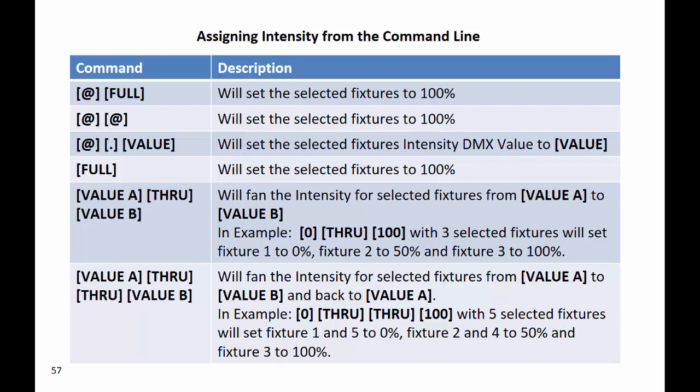You can also do value A through value B. Now this will fan the intensity for selected fixtures from value A to value B and back to value A. So in this example, 0 through 100 with 5 selected fixtures will set fixture 1 and 5 to 0, 2 and 4 to 50, and fixture 3 to 100%.